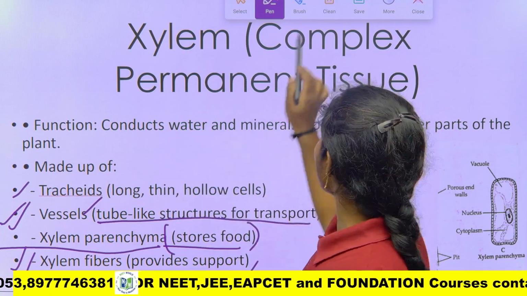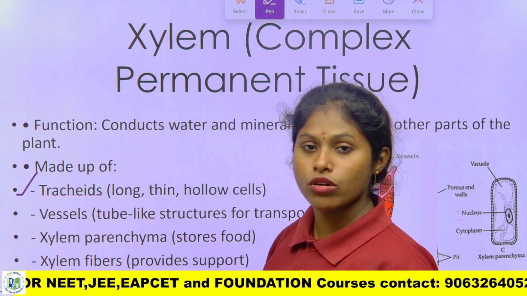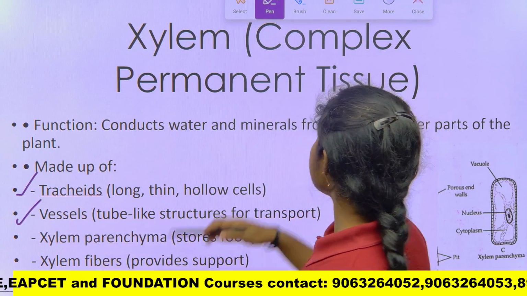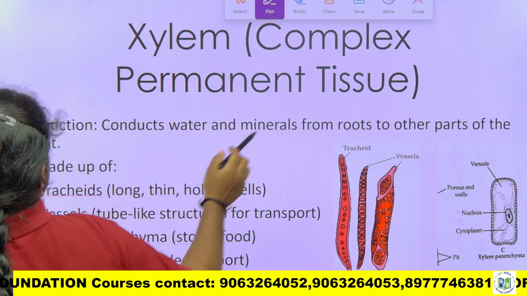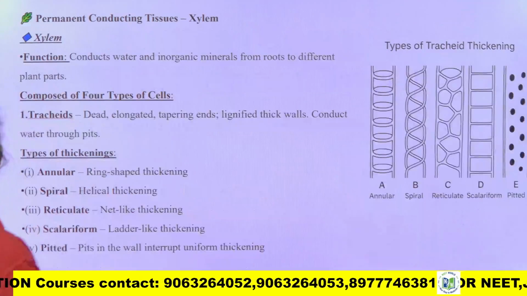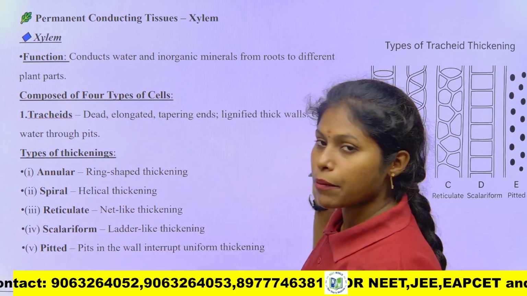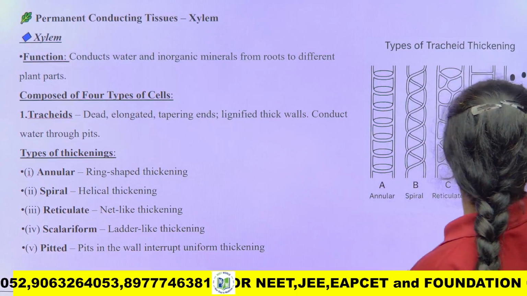Here the tracheids, based on their arrangement and thickenings, are also divided into four types. Vessels are also divided into four types. Let's see here, children. Coming to this: permanent conductive tissue. So xylem comes under the group of complex permanent tissue, right? That is why it is given here like this.